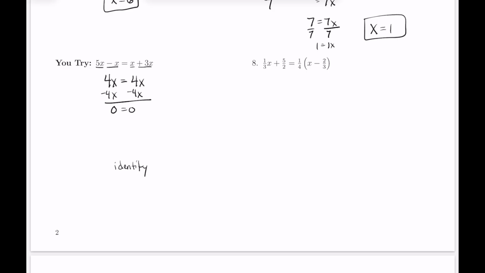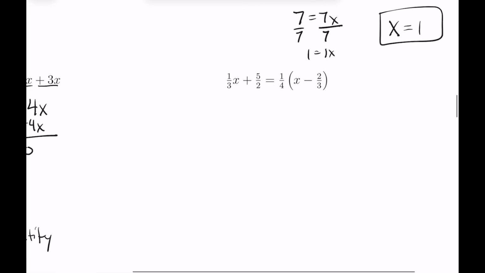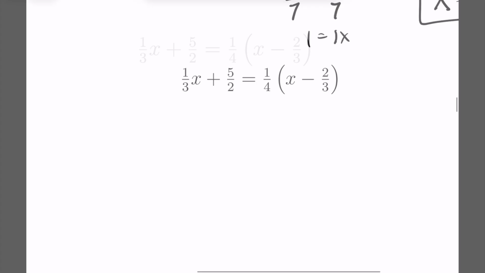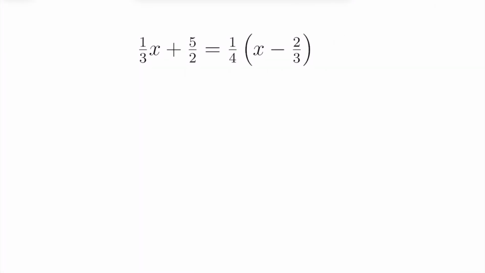Now this last one here, again, I know there's a fraction involved, so right away some people are a little bit concerned with it. The first thing that we're going to do on this problem is to distribute our 1/4 to both terms inside the parentheses. Now when I do this, this first part is just 1/4 x, that's easy. But now I have to take 1/4 times 2/3.